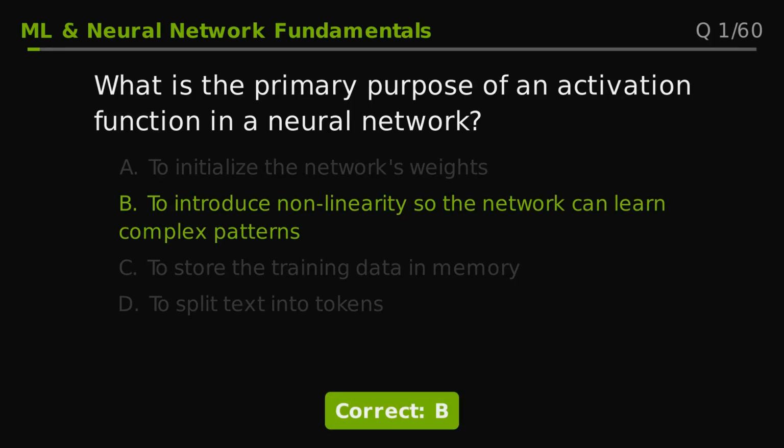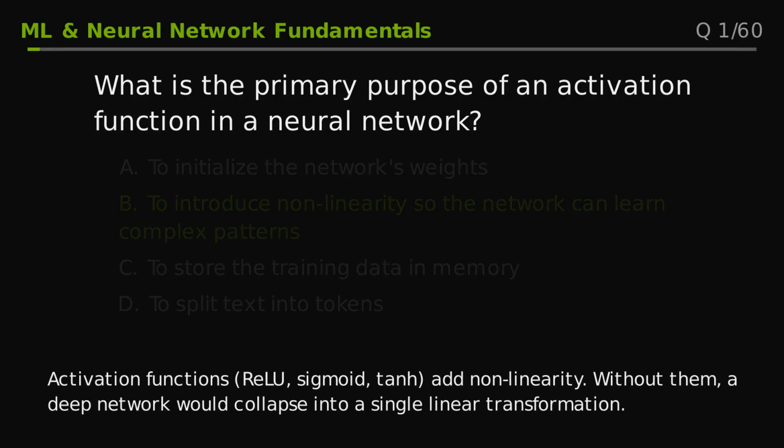The correct answer is B. Activation functions such as sigmoid and tanh add nonlinearity. Without them, a deep network would collapse into a single linear transformation.